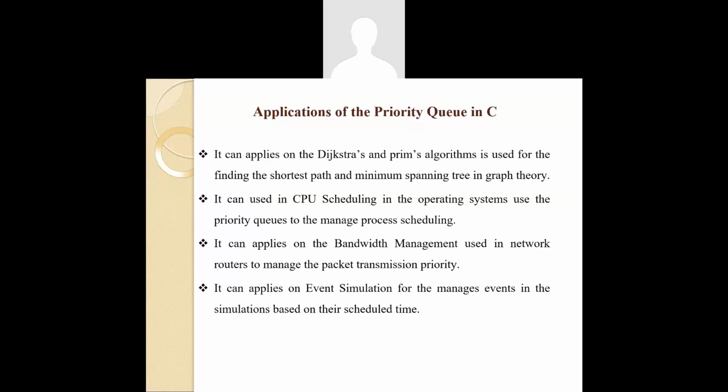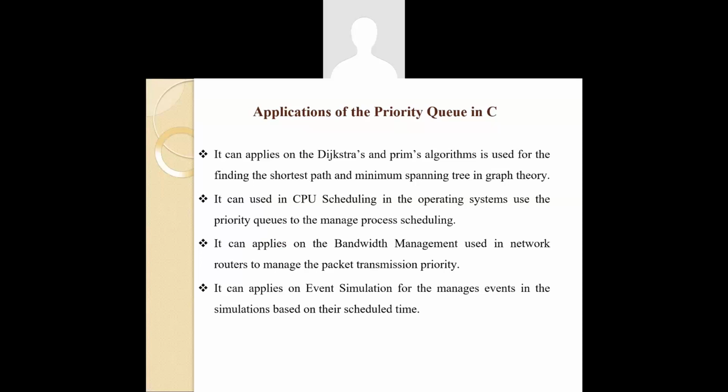It can also be used in CPU scheduling in the operating system, where we have to give the highest priority to a process. It also applies to bandwidth management in networks, for the router to manage packet transmission. It can also be applied to event simulation, to manage events based on their scheduling time. So whoever is given the first preference, that person will be given the service. These are all the places where we are using the priority queue.